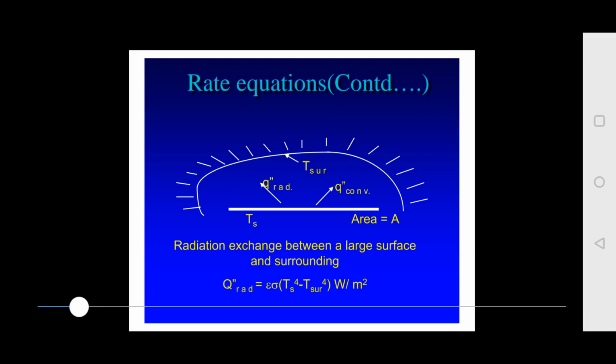So you can have rate equations. For example, you have a surface maintained at temperature Ts, area A, with Q radiation and Q convective. Consider radiation exchange between a large surface and its surroundings, where T surrounding is the temperature of the surroundings. Q of radiation is epsilon sigma times Ts raised to power 4 minus T surrounding raised to power 4, in watt per meter square.